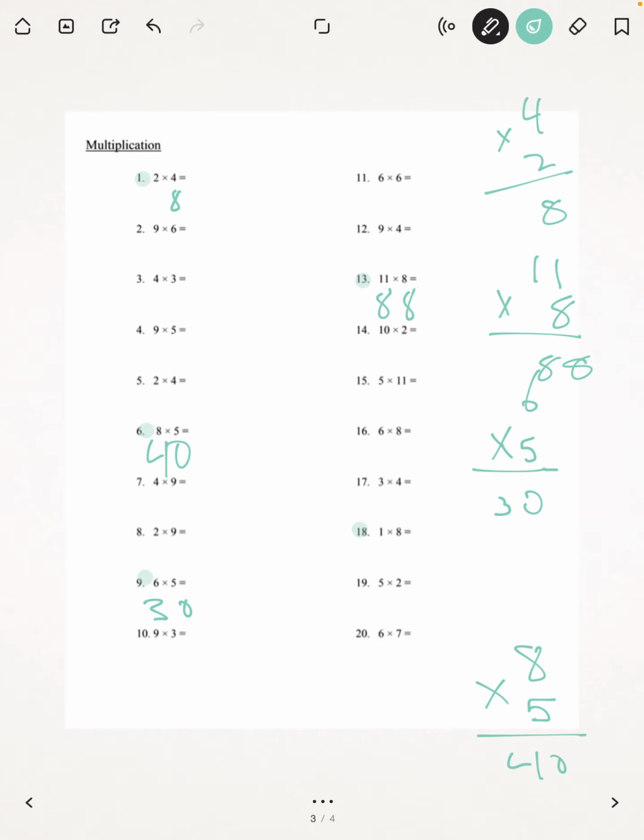Okay, number 18. Whatever number you multiply by 1, it's always going to stay as that number. So, 8 times 1 equals 8. If you do, like, 15 times 1, then it's going to equal 15. So this one is 8.